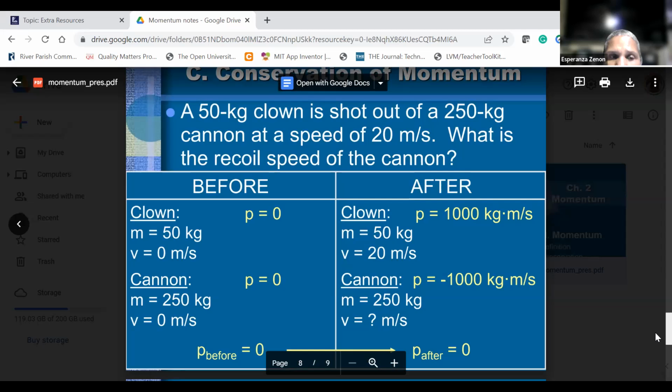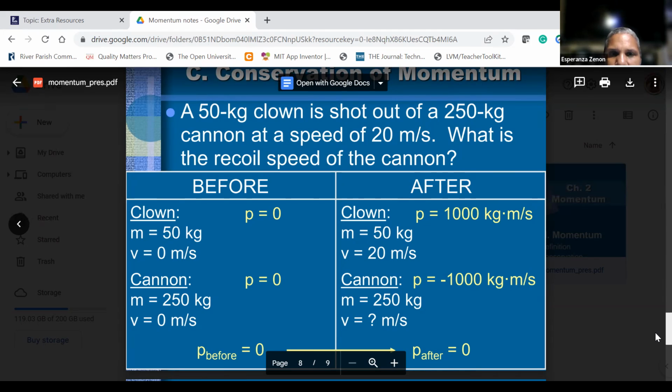This kind of problem that you see here in this example is important because it's the kind of problem that you will see on your problem set number 9, okay? Problem set number 9 deals with momentum. And this is a common type of problem that you'll see on that problem set. So it says here, a 50 kilogram clown is shot out of a 250 kilogram cannon at a speed of 20 meters per second. What is the recoil speed of the cannon?